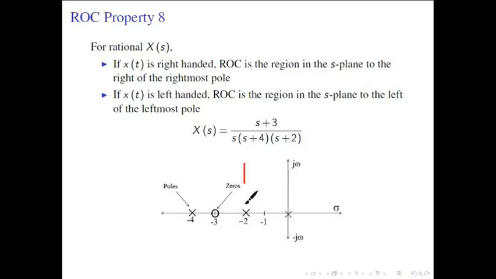And if x of t is left-handed, then the ROC is the region in the s plane to the left of the leftmost pole. So if it is left-handed, then the leftmost pole is this -4, and this will be the region of the ROC. And ROC property 9 states that the ROC must be a connected region.